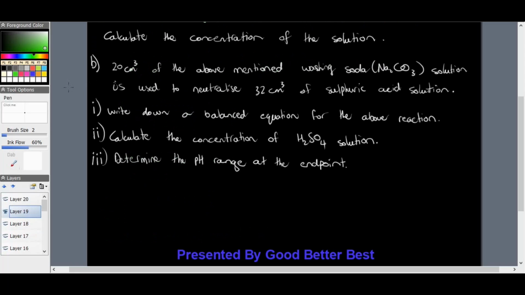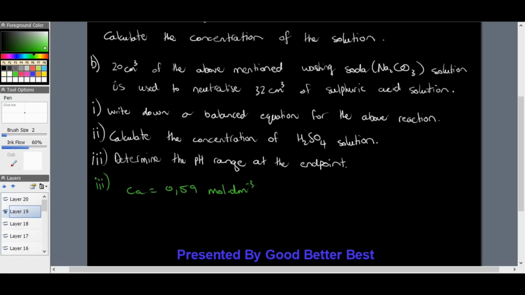Third question said, now determine the pH range at the end point. And I'm going to do this solution over here. Right, so the pH range. Now the value that we got for our Ca, which I'm just going to rewrite over here, was 0.59 mole per decimeters cubed. And they said determine the pH range.